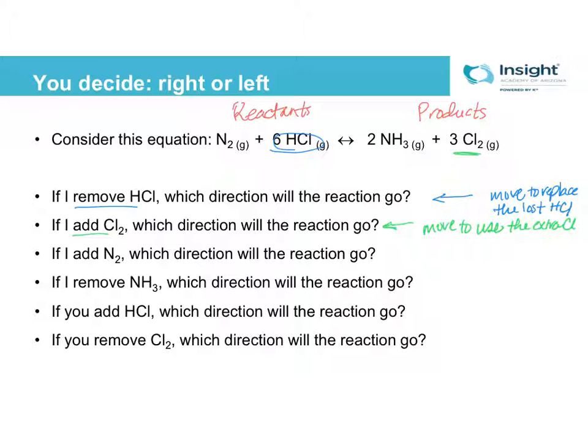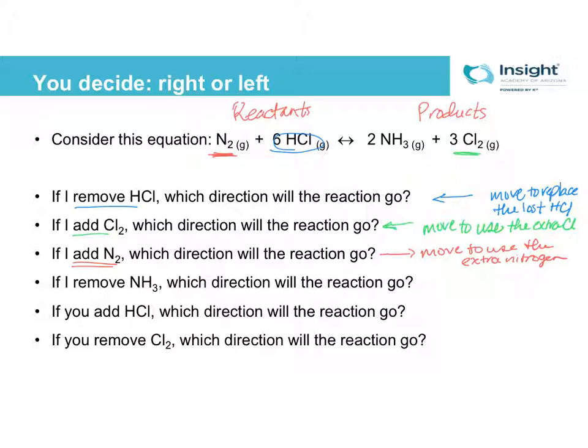So again, adding nitrogen. All right, so nitrogen's here. I have extra nitrogen, I'm going to have extra reactants. So in that case, I'm going to move to the right. So I'm going to move to use the extra nitrogen. I'm going to move away from the nitrogen because I want to use it up.